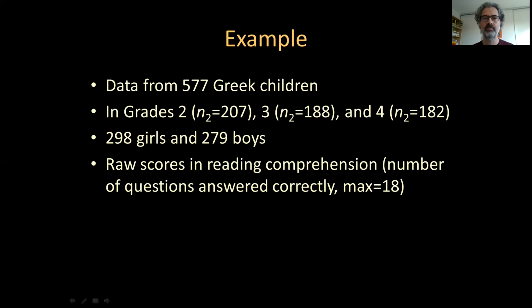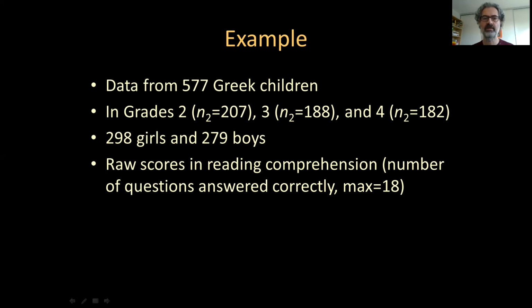In this example, with real data from 577 children, we will have two independent variables, one being grade, so there are children in grades 2, 3, and 4, and the other independent variable will be sex, so there are girls and boys. And the dependent variable of interest is reading comprehension, the number of correct answers to questions related to passages children read. There is a maximum of 18 questions that can be answered correctly.